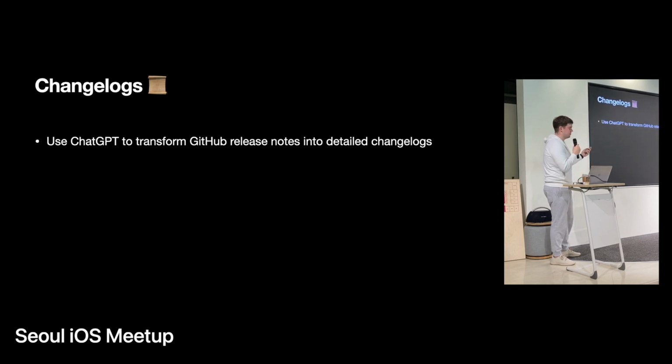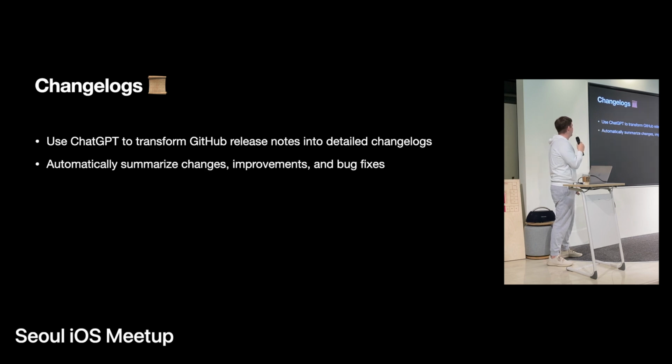Change logs, that's a really basic one. We all have been there where you have a change log and you've got to make it into a nice release message for test users, and it's just tedious. Like, I don't want to do that. So it's really good to use ChatGPT to transform GitHub release notes or any release notes into a detailed human-readable change log. It can automatically summarize changes, improvements, bug fixes. It's really good at that.